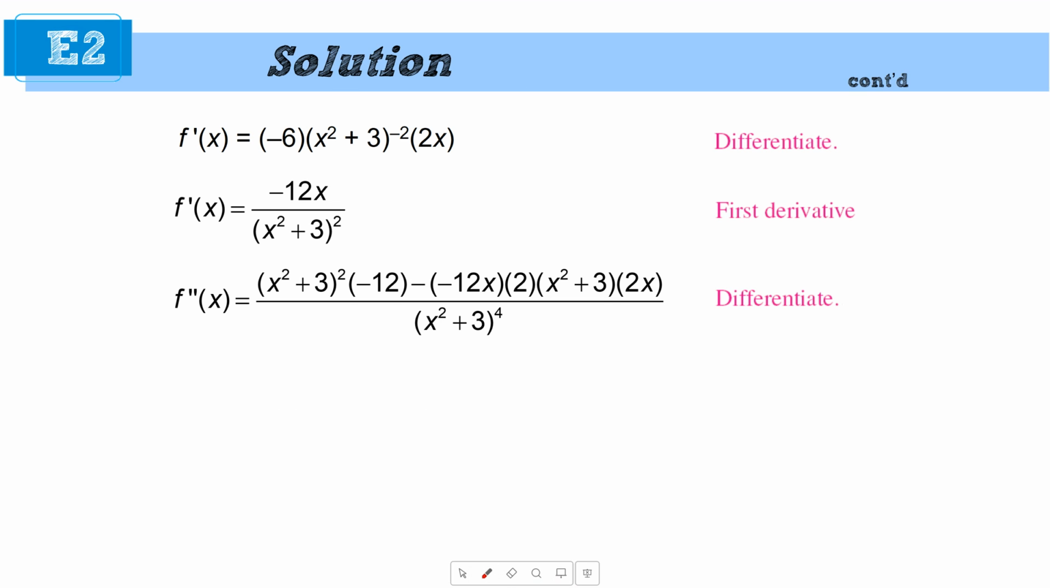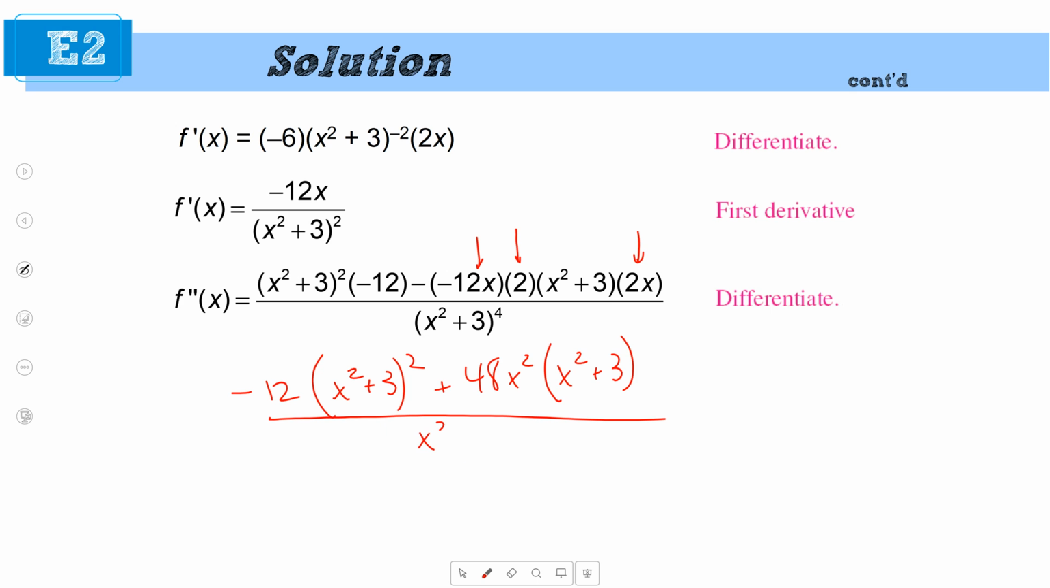Okay, there. All right, now, negative 12 times x squared plus 3 squared. Don't change the beginning very much, but if I take the 12x, the 2, and the 2x and multiply that together, I get positive 48x squared times x squared plus 3 all over x squared plus 3 to the fourth.